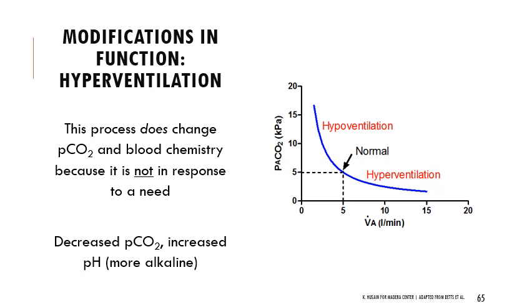But when you hyperventilate, that is kind of more forced, throwing the system off. And so it does change the partial pressure of carbon dioxide, and as a result the blood chemistry, because it's not meeting a need. It's a different state that's abnormal, and so with hyperventilation, you're decreasing the partial pressure of carbon dioxide because you're getting rid of more of it. That's increasing pH and becoming more alkaline.